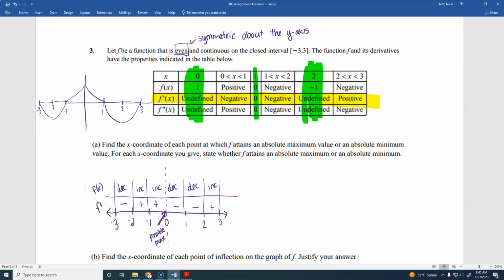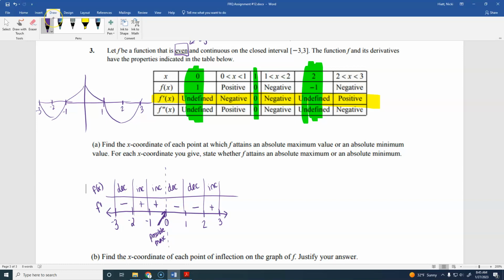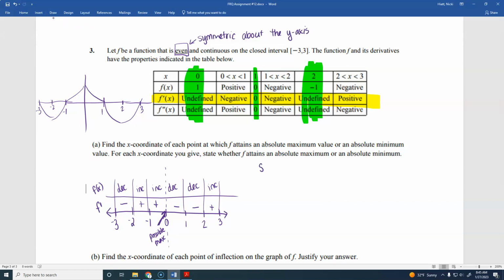We do not. But for these, the endpoints are also possible values, right? We see that the endpoints would also be possible values for this. The reason we consider endpoints is because it's asking us for absolute and not relative. If it said relative, we would just say there's a relative minimum at 0 because, and then state that.